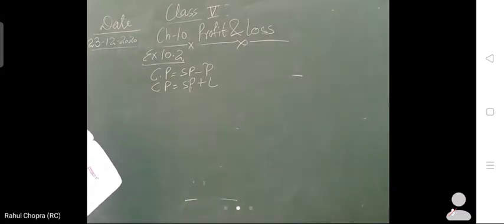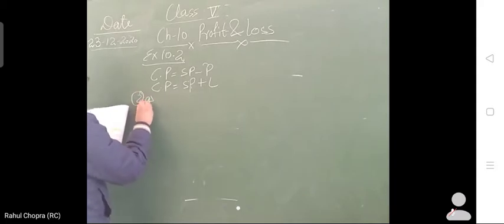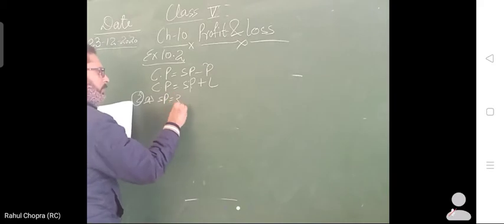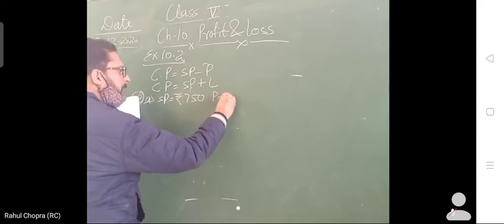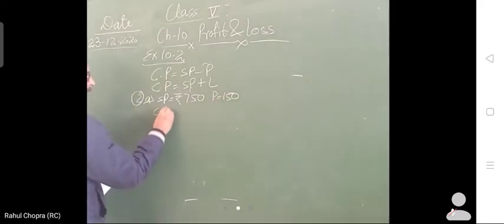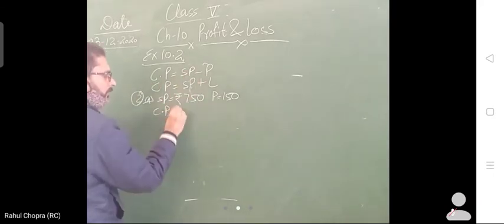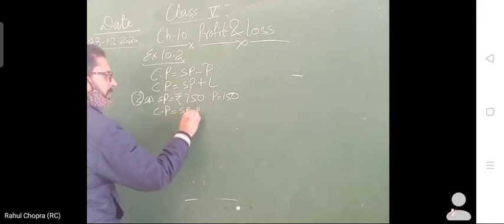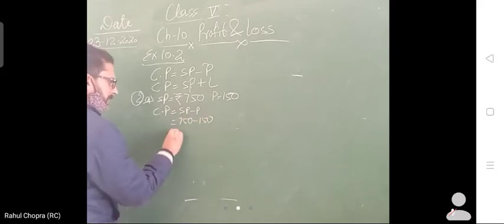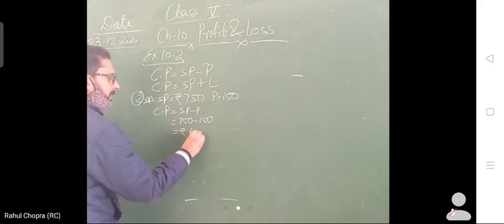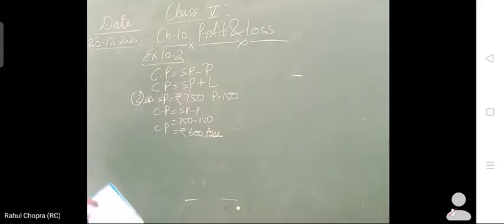Now I am explaining question number 2, A part. In question number 2, A part, what is given? SP is given how much? Rupees 750, and profit is given how much? 150. You have to find the cost price. The formula of cost price is, profit is given, it means you have to subtract profit from SP. The formula is SP minus P, that is 750 minus 150 is equal to rupees 600. This is the answer. Is it okay?